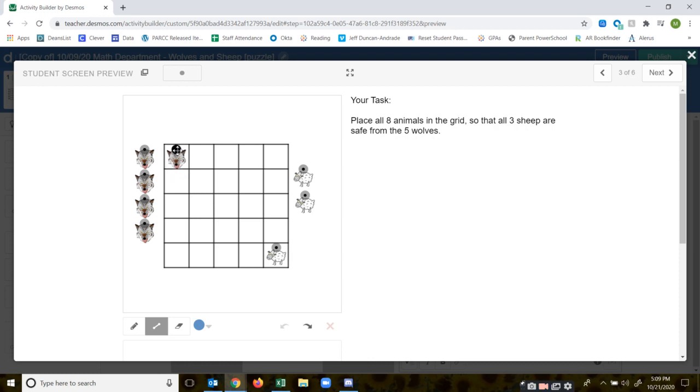You might even think, oh, I'll place the wolf here, the sheep will be fine. Nope, because the wolf can go diagonally and the wolf will still eat the sheep there. Or if it's there, it'll still go diagonally and eat it. Or if it's even here, it'll go diagonally and eat it.